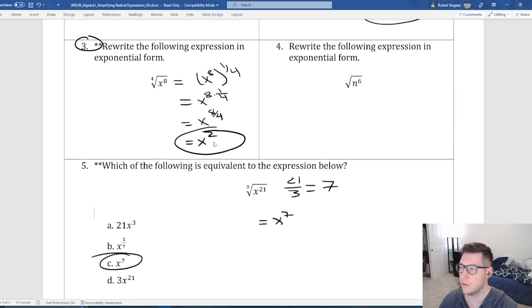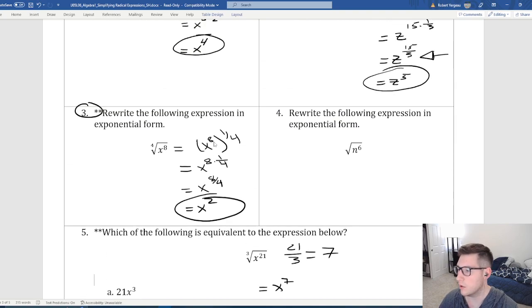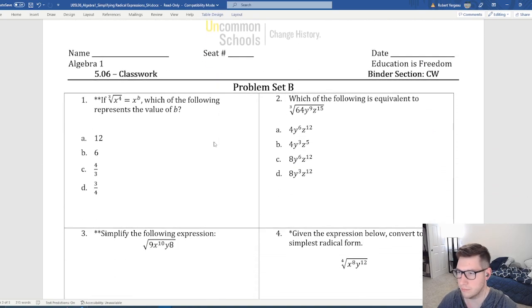All right, again, feel free to either rewind, go back, pause, whatever you need to do to make sure that you've got all these answers down. Once you do, go ahead and go to problem set B.